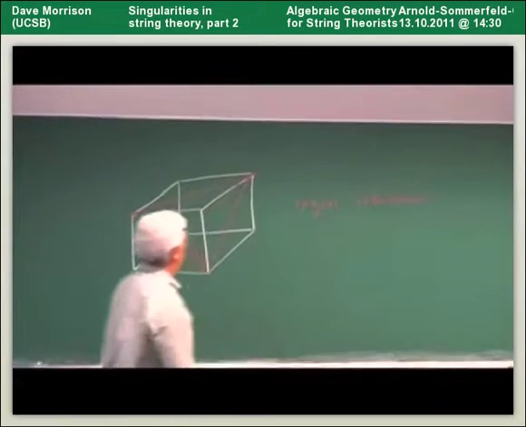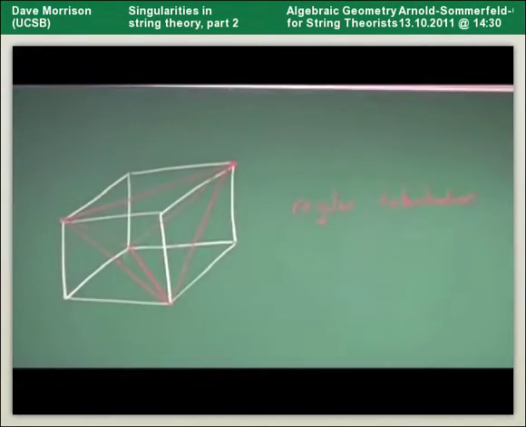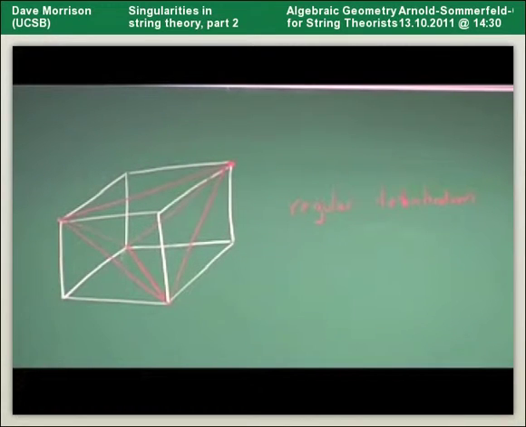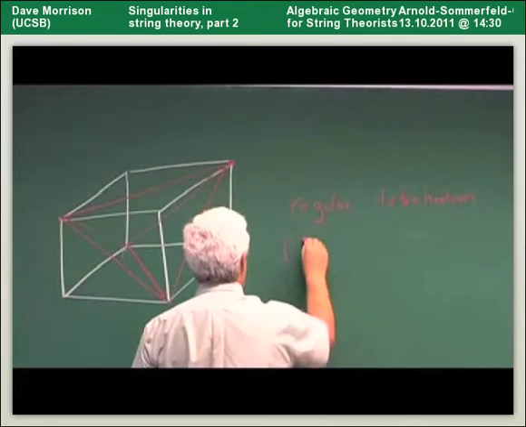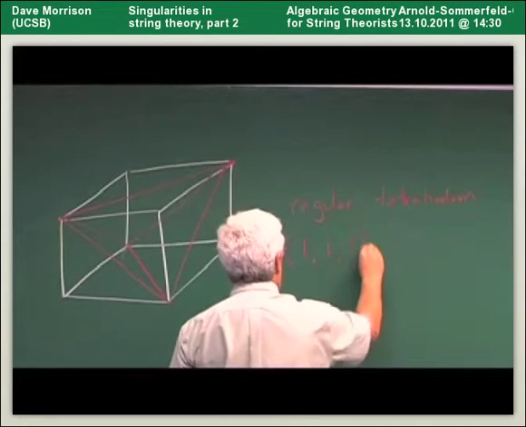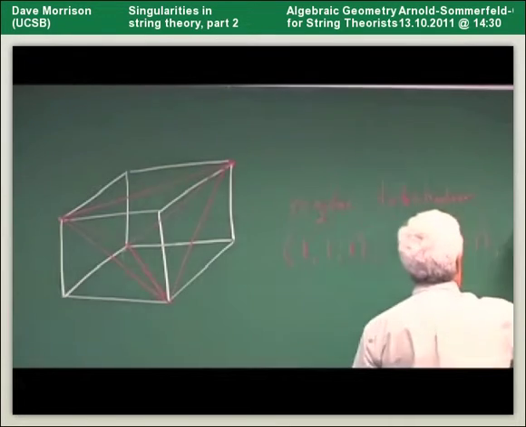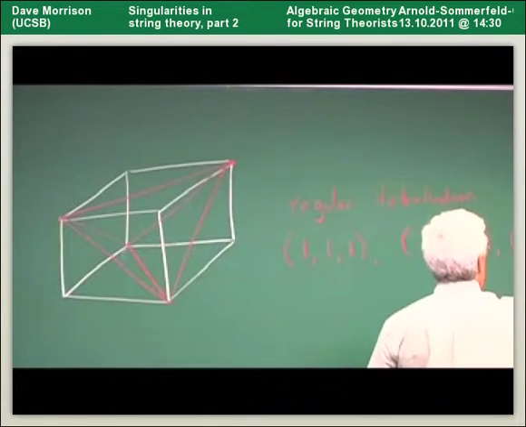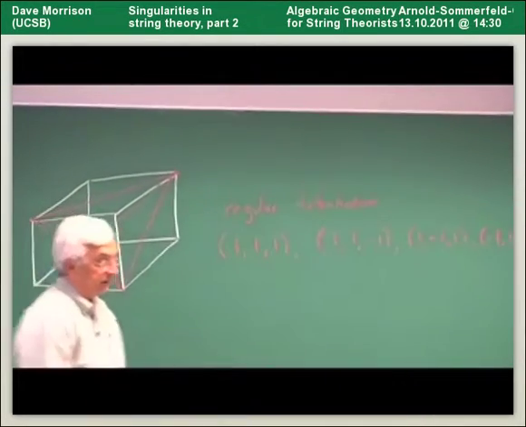And the vertices in my regular tetrahedron, well, the standard way to write down a regular cube is to use plus or minus 1 as the coordinates of the vertices. So the vertices of this regular tetrahedron, as I've written it, are (1, 1, 1), (1, -1, -1), (-1, 1, -1), and (-1, -1, 1). So they're the vertices of my regular tetrahedron.